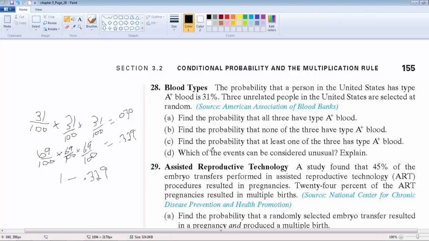Which of the events can be considered unusual and explain? Well, any event that has less than a 5% chance of occurring is considered an unusual event. This has a 32.9% chance of occurring. This has a 67.1% chance of occurring. This one has a 3% chance of occurring. So the only event that would be considered unusual would be that all 3 have type A positive blood, because this result works out to be less than 5%.